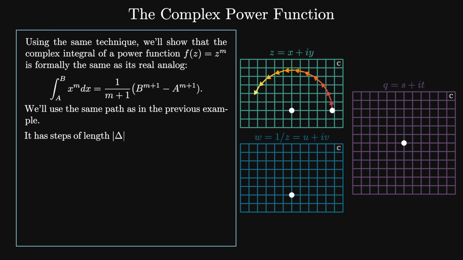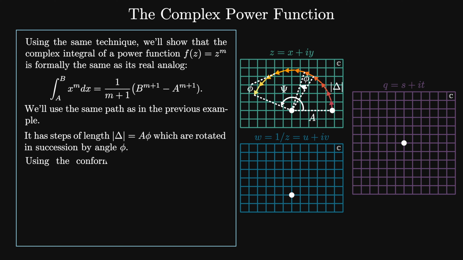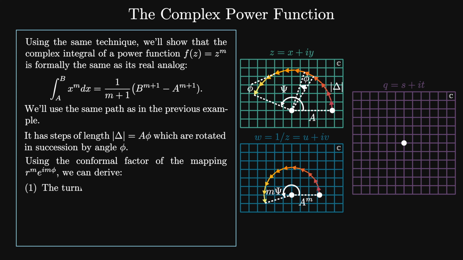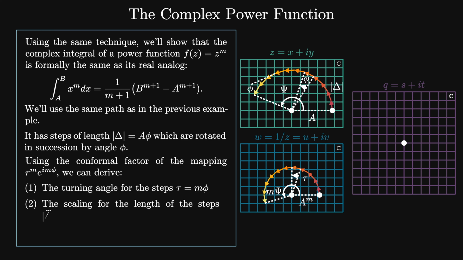It has steps of length delta equals a times phi, which are rotated in succession by the angle phi. Using the conformal factor for the mapping, r to the m e to the i m phi, we can derive the following. One, the turning angle for the steps tau equals m times phi. And two, the scaling for the length of the steps, the magnitude of delta tilde equals a to the m times a phi, which equals a to the m plus 1 times phi.